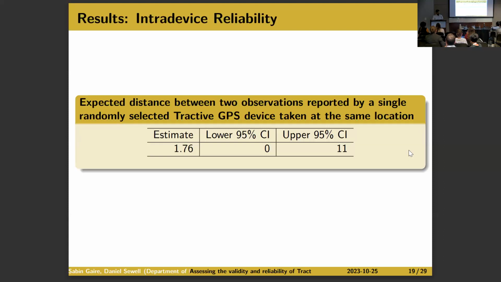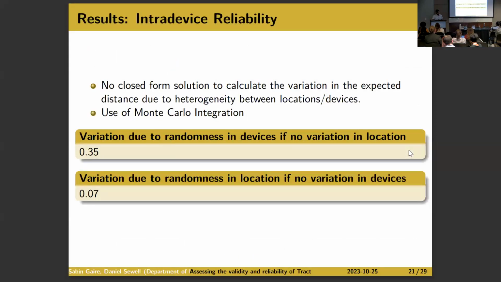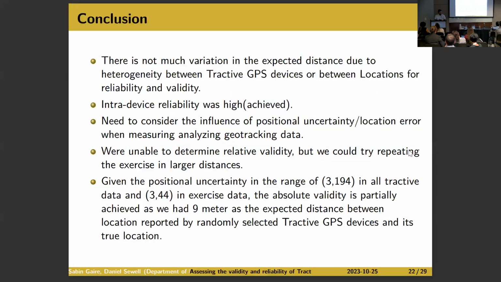The expected distance was just 1.76. Ideally it should be 0, because we are staying in the same location, but since we have system error, the positional uncertainty, getting a value of 1.76 was quite convincing. And similarly here, the line is right there, and our expected distance doesn't increase as much, so it was convincing. The variation due to randomness in devices and location was also quite low. There wasn't much change if we choose a different device, or if we go to a different location.